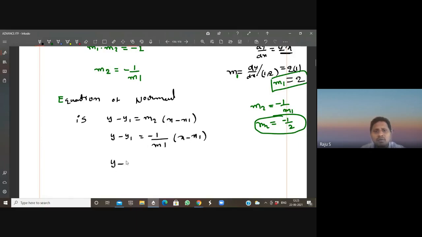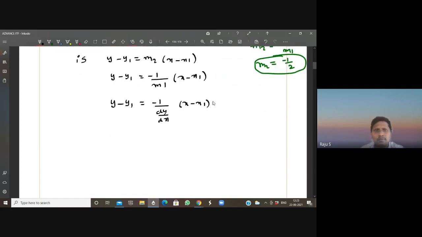And also if you want to write it in terms of dy by dx, it is minus 1 by dy by dx. What is m1 here? m1 is clearly dy by dx, and I have replaced that into the formula: minus 1 by dy by dx into x minus x1. Or else, any one of the formulas you have to remember, that's enough: minus dx by dy into x minus x1.